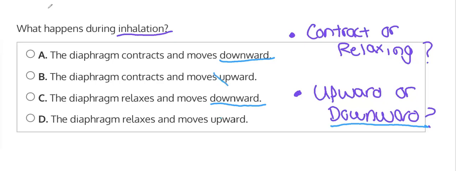So because this says upward and upward on options B and D, we can eliminate option B and eliminate option D. So now we know that the diaphragm moves downward during inhalation. So is this diaphragm contracting or is it relaxing?